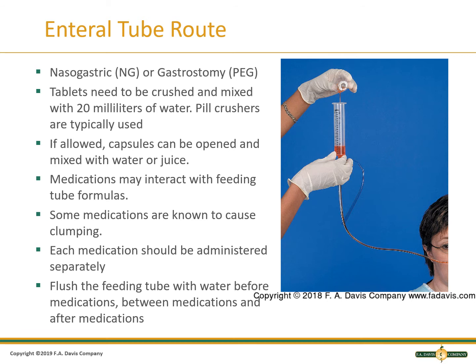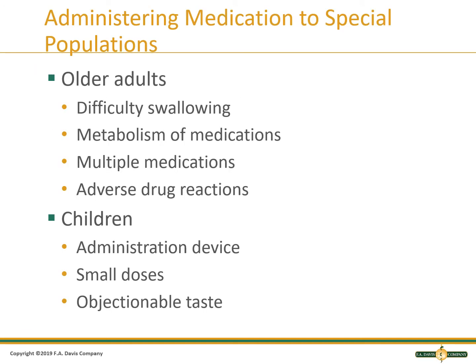Each medication should be administered separately. Flush the feeding tube with water before medications, between medications, and after medications. For older adults, we may need to crush medications and mix them in 1 to 2 teaspoons of applesauce or ice cream. If medications cannot be crushed, then we should obtain an order for liquid medication.